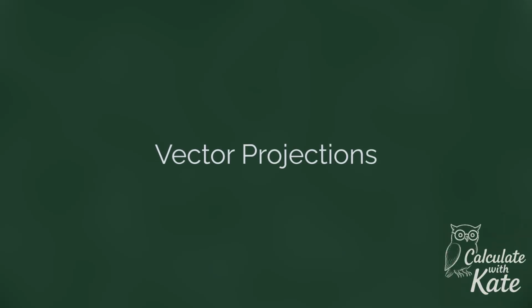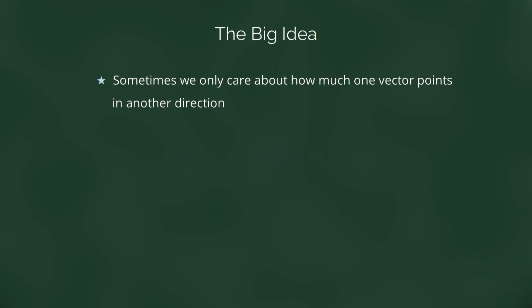We're now going to use what we know about dot products to look at something called vector projections. There are certain times when we only care about how much a vector points in a particular direction. For example, if we have a force that's acting in one direction and we want to move an object in a different direction, we need to be able to figure out how much of the force is going to be acting in the direction of the movement we desire.